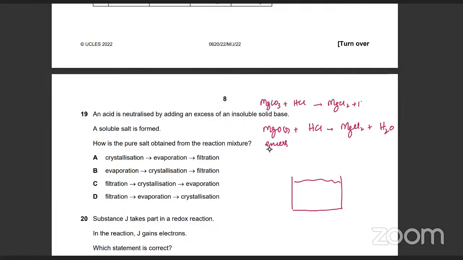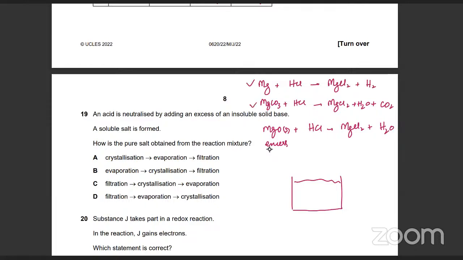D, sir. क्या हुआ? The filtration, then evaporation and crystallization. हाँ ठीक है. और metal plus acid भी हो सकता था, Mg plus HCl. So it would produce MgCl2 plus hydrogen gas.